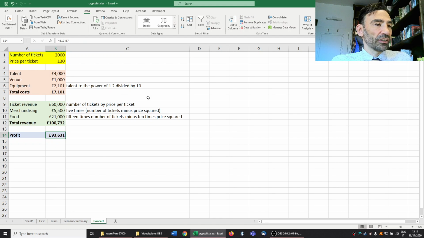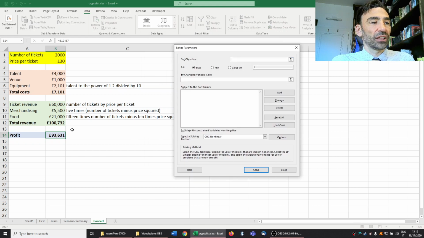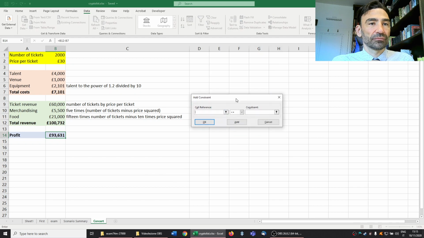Using the solver, find the optimal number of tickets and price to maximize your profit, considering that merchandising and food cannot be negative, obviously, and that total costs cannot exceed 100,000. So, Solver. Set objective: my profit, which I want to maximize. Changing cells: this. Constraints, add. First of all, merchandising and food cannot be negative.